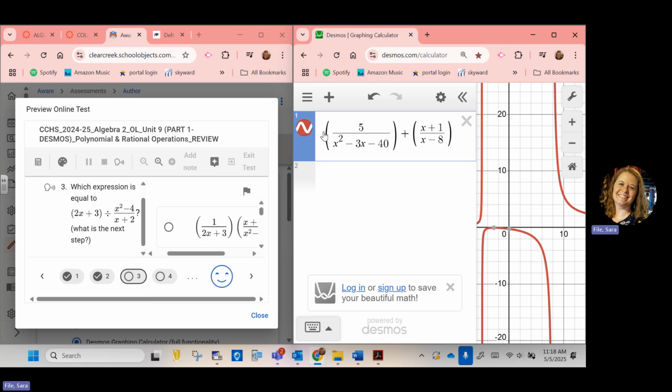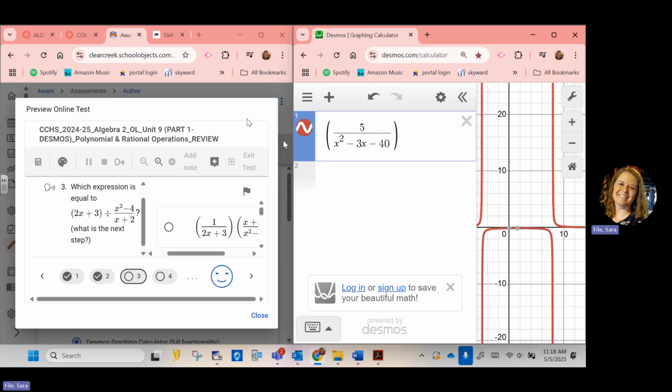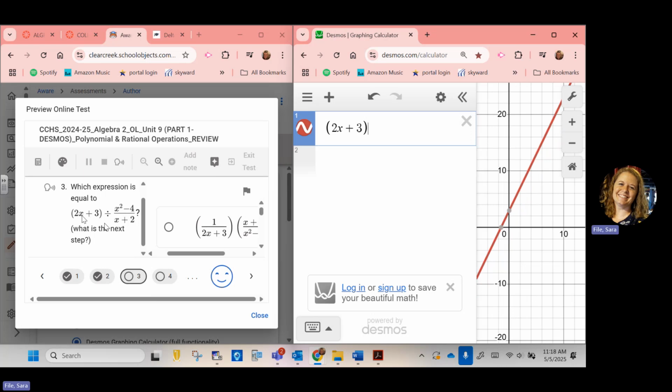Now if I change that plus to a divide in between the parentheses, well, I don't know why it didn't move that to the denominator. It should put this in the denominator. If you were typing it this way instead of editing what's already typed, it would work better. So you can type your first expression, which ours is 2x plus 3, close parentheses, and then divide. And then in parentheses, you can put your second rational expression, which here is a quotient. So I'm going to put x squared minus 4 over x plus 2.